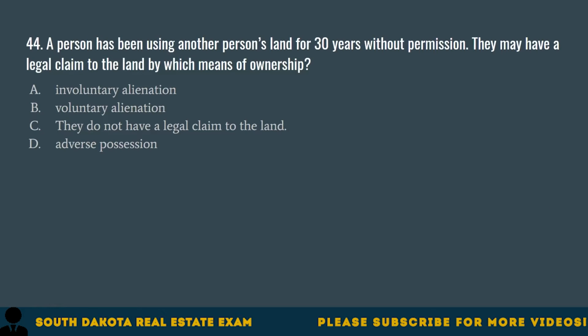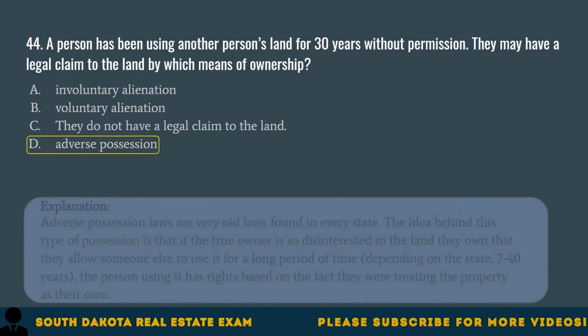Question 44. A person has been using another person's land for 30 years without permission. They may have a legal claim to the land by which means of ownership? A. Involuntary alienation, B. Voluntary alienation, C. They do not have a legal claim to the land, D. Adverse possession. The correct answer is D.